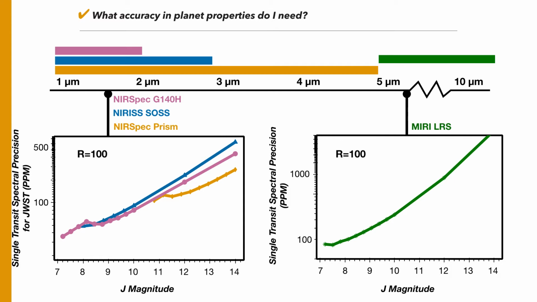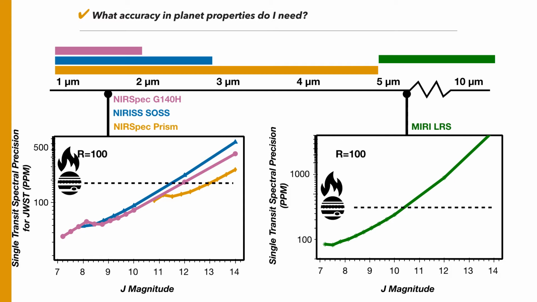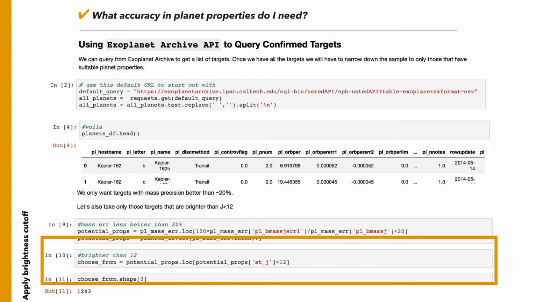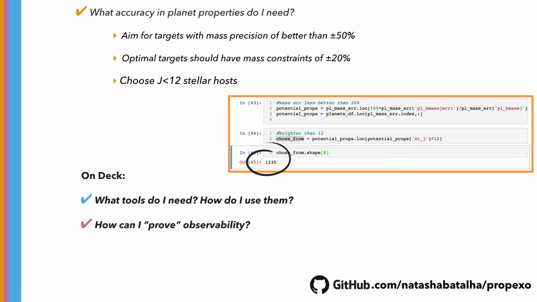And for some initial context, hot Jupiters tend to have spectral features in the hundreds-ish of ppm. This is a really rough cut, but it's just to give you an idea. And terrestrial planets have spectral features in the tens of ppm. So at J of 12, you're kind of already pushing the limit of what spectral precision you need to do a hot Jupiter spectrum with one or so transits. And that's why I went ahead and queried for only those stellar hosts with magnitudes brighter than 12.